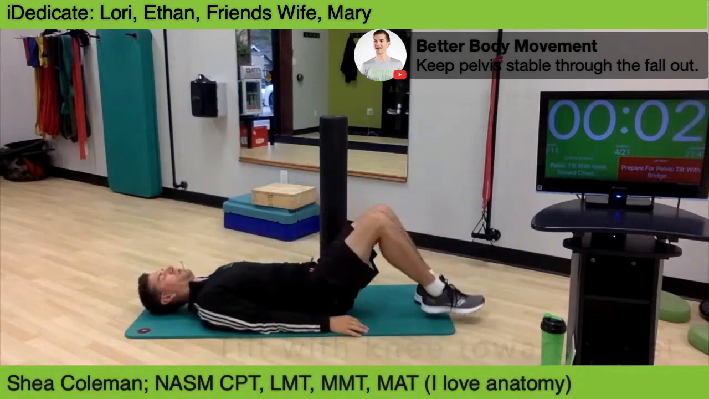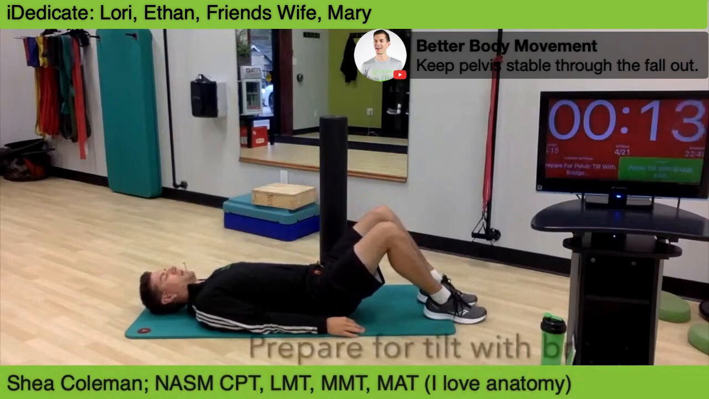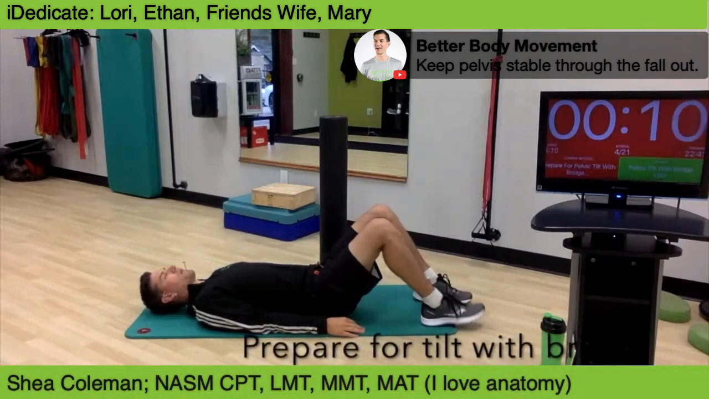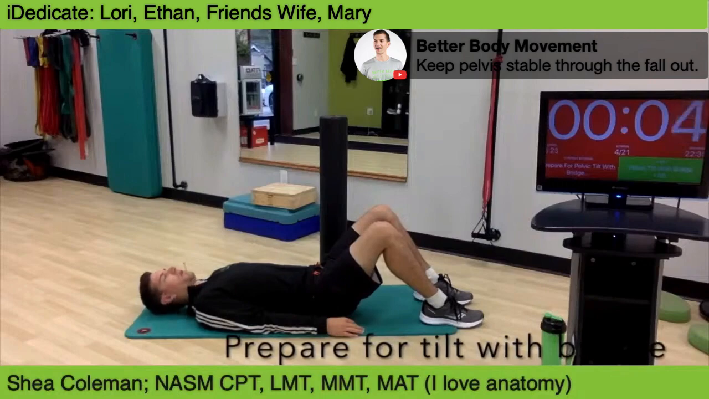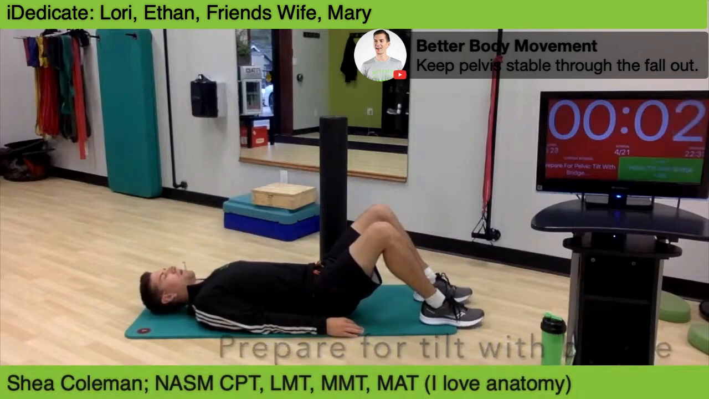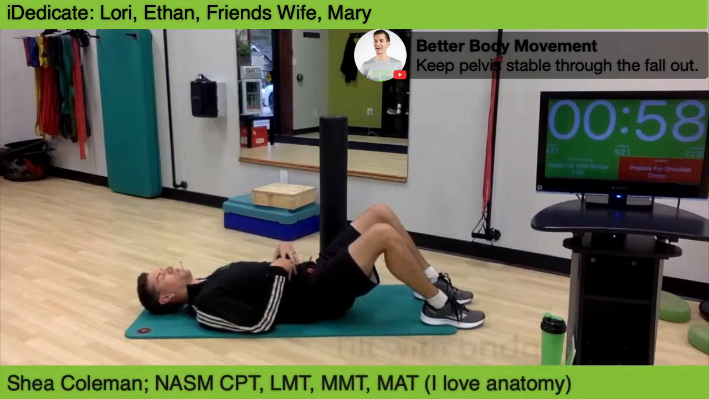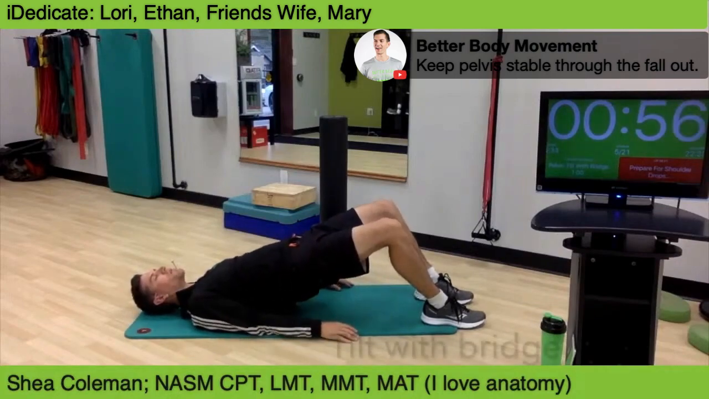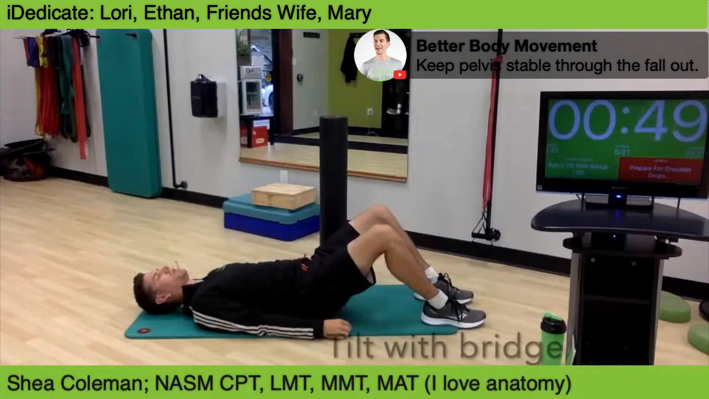Three, 2, 1. Prepare for pelvic tilt with bridge. Solid spine. Three, 2, 1. Pelvic tilt with bridge. Straight lift. Pinch those butt cheeks together tight.